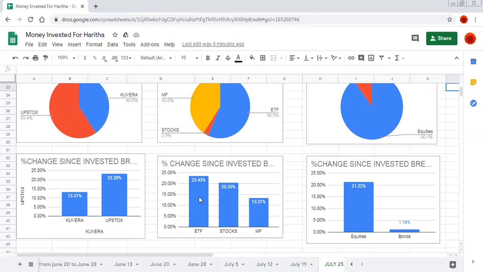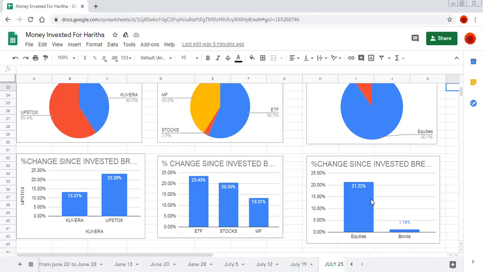And in this bar graph, I got the highest profit in ETF, that is 23.43%, the second highest profit in stocks, that is 20.35%, and the least profit in mutual funds, that is 13.31%. I said that I invested in three different ways: ETF, stocks and mutual funds. Based on this, the profits are like this, and this is about the invested vehicle.